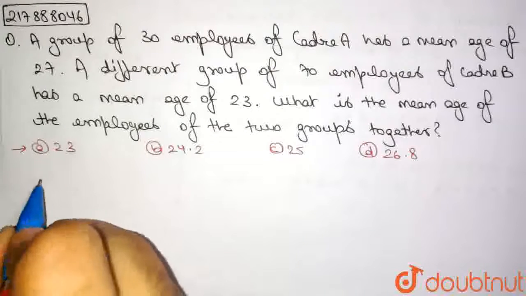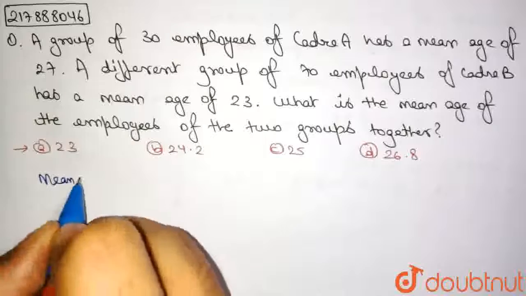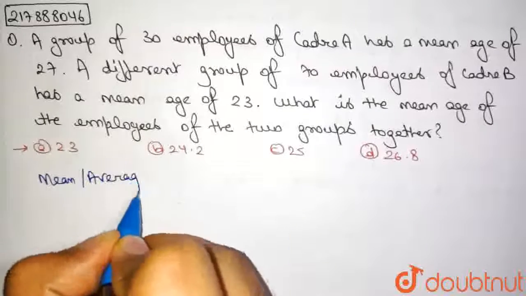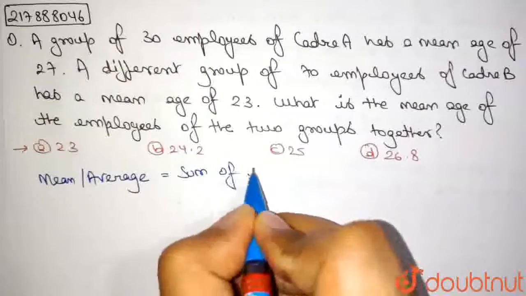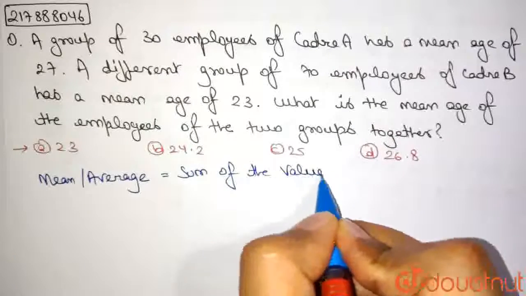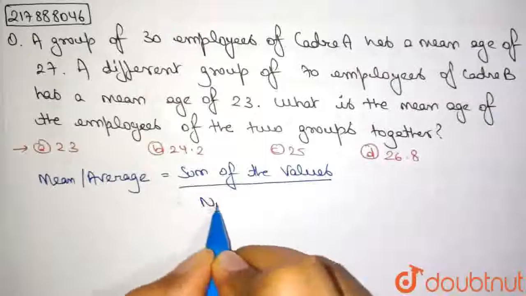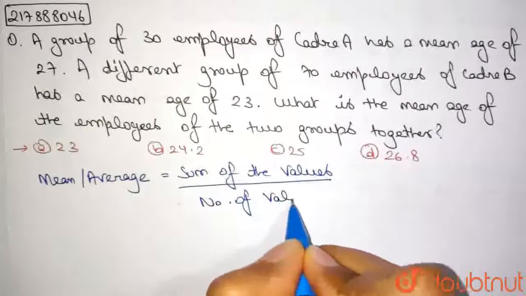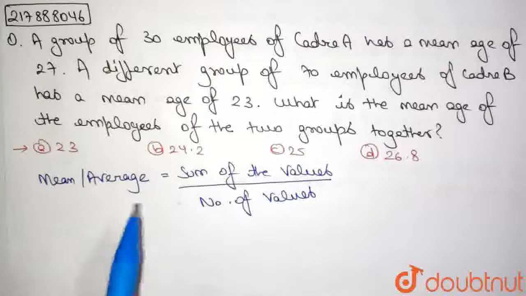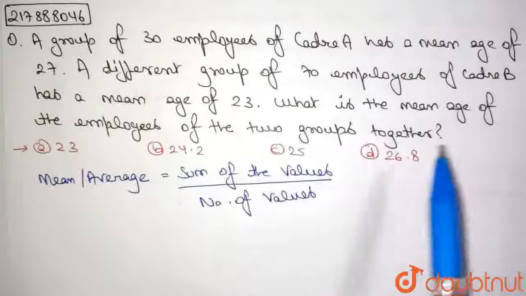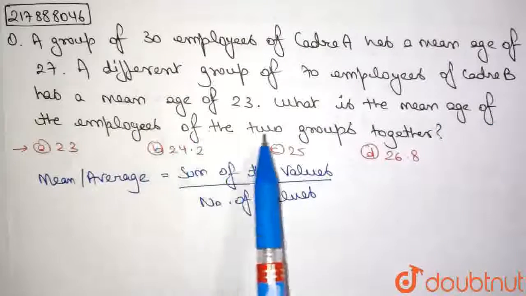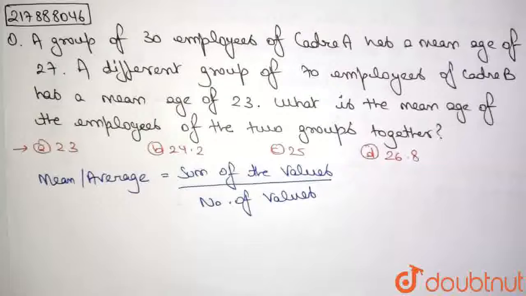Now, if we know guys, mean or average, it's the same thing, right? So mean or average is equal to sum of the values divided by number of values. And we have been asked to find the average or the mean age of the employees of the two groups together. So we have individual data, we need to find the data together.